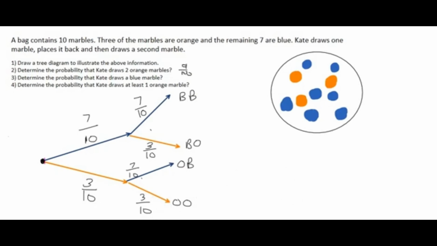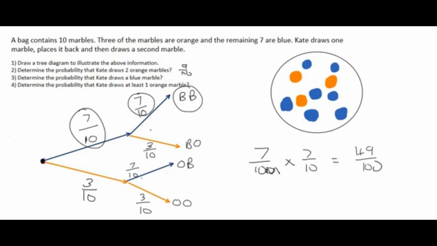Number 3, determine the probability that Kate draws 2 blue marbles. So that's the BB branch. That's 7 over 10 multiplied by this one, which is 7 over 10. And that's going to give us 49 out of 100. So her chances of getting 2 blues is 49%, and her chances of getting 2 oranges was 0.09, or 9 over 100, which is about 9%. So her chances of drawing 2 blues are much higher. That makes sense because there's more blues in the bag than orange.